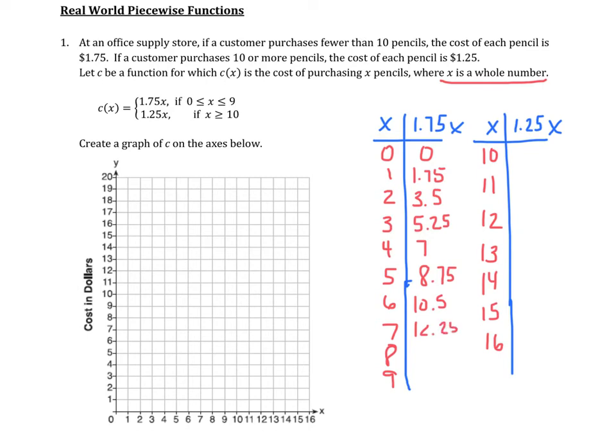12.25. Almost done. 8 is 14. And 9 is 15.75. Okay, now on to my second rule here.